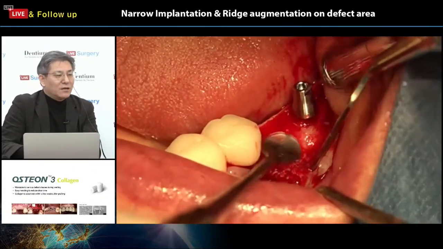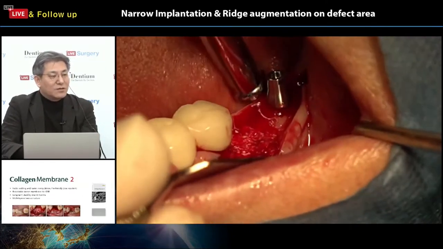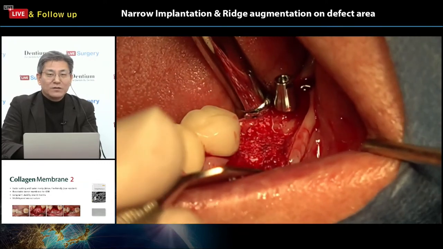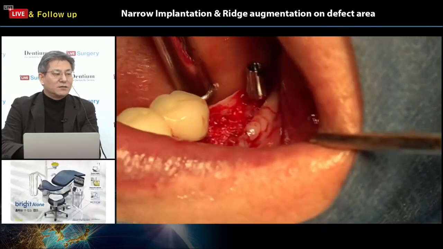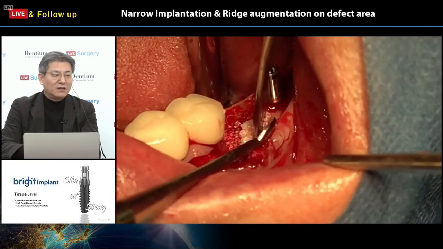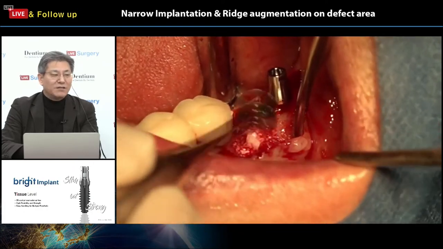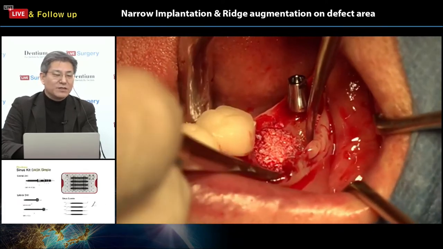Okay, this one is also the osteogenic particulated bone. Did you see the defect on this 36 site? Dr. Chung has decided on the bone level implant with the GBR procedure.